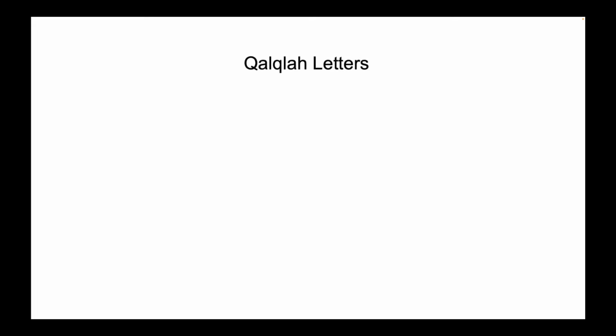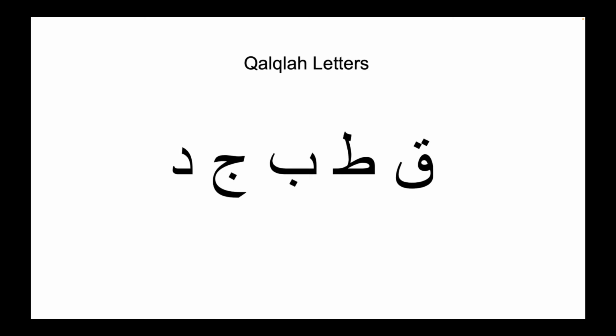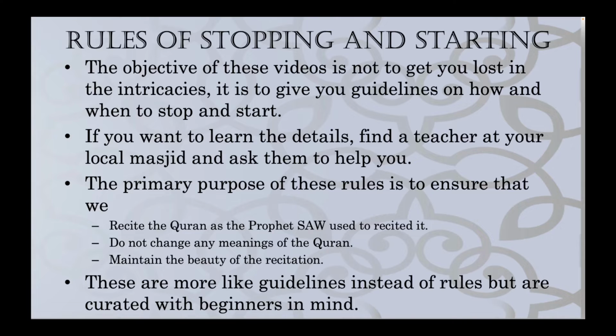Next, we have the qalqala letters, and you can remember these by Jad Qutub or Qutub Jad: Qaf, Ta, Ba, Jim, Dal. These are the letters that, whenever they have a sukun on them, you bounce the sound a little bit. If you want, you can watch the qalqala video I uploaded on the channel before. Okay, on to today's lesson.